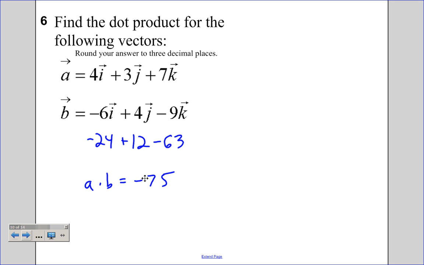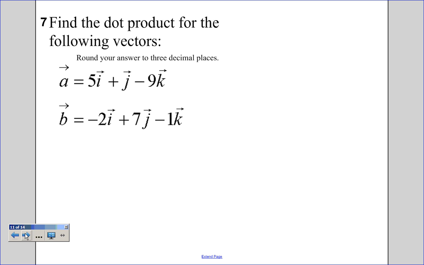Now what this tells us is that these two vectors form an obtuse angle between them, so they're kind of going in opposite directions. That's what we can tell from the dot product. So let's find the dot product of this one. Pause this and start it back up once you've got it.